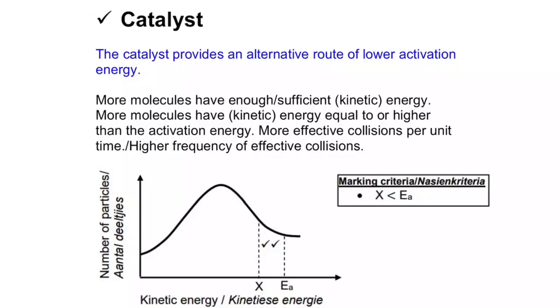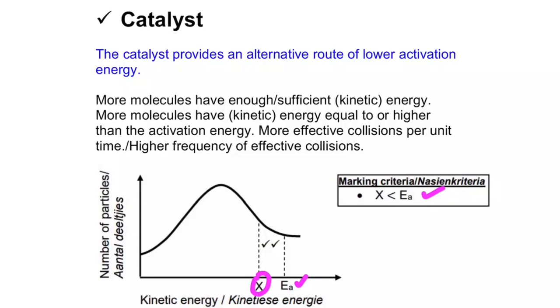Okay, so the Maxwell-Boltzmann distribution curve, let's take a look at it. I've extracted this from a past exam question. This is part of the memo. That's why it says marking criteria here. So take a look at this. Point X is the lower activation energy provided by the addition of a catalyst. So this is where the activation energy was located. But after the addition of a catalyst, point X, that's the lower activation energy, right?